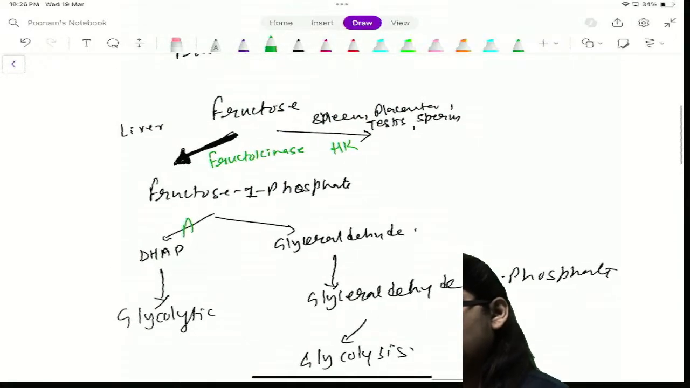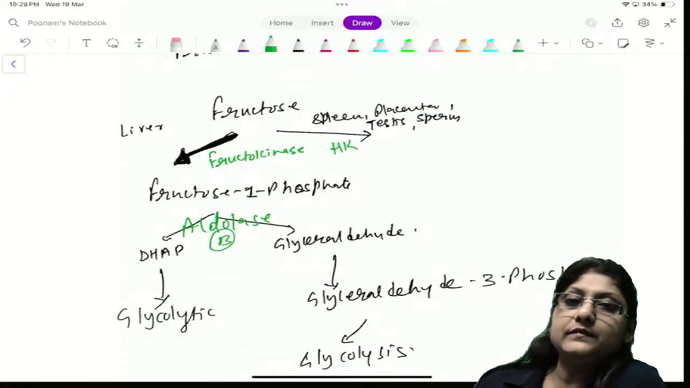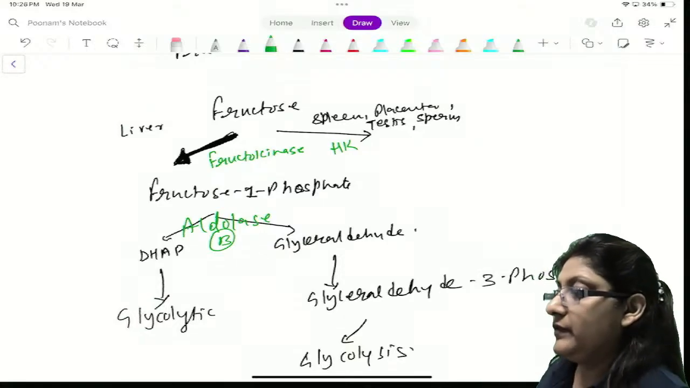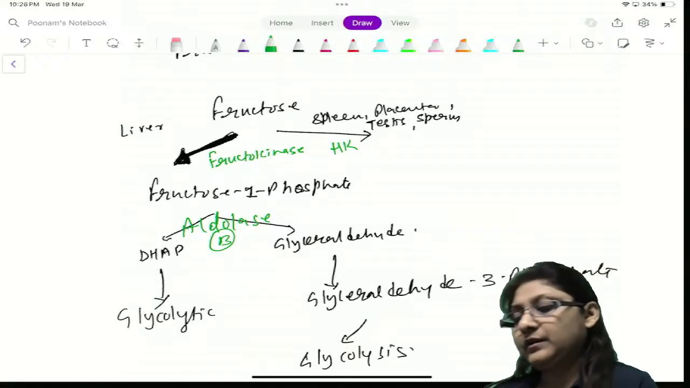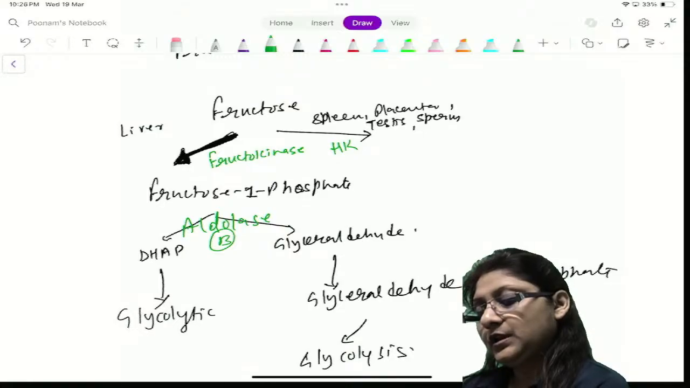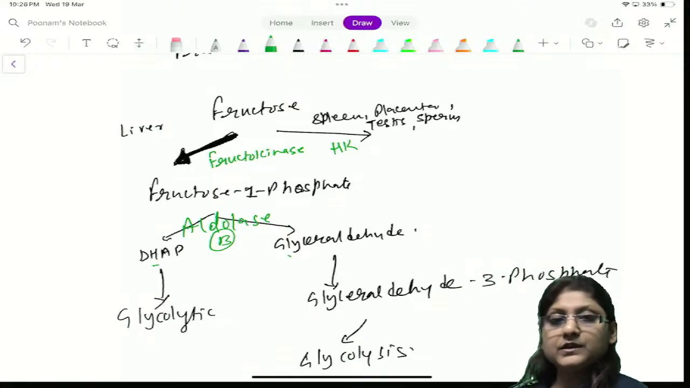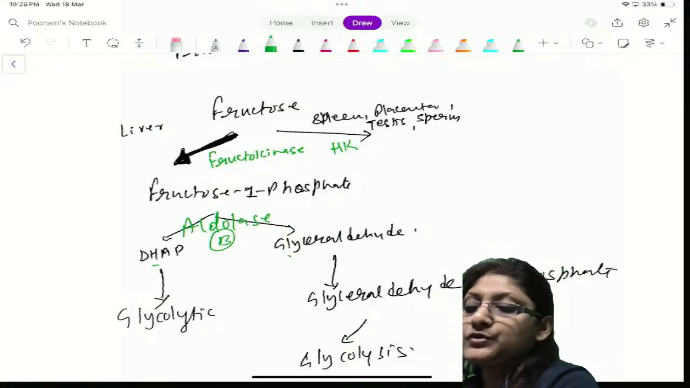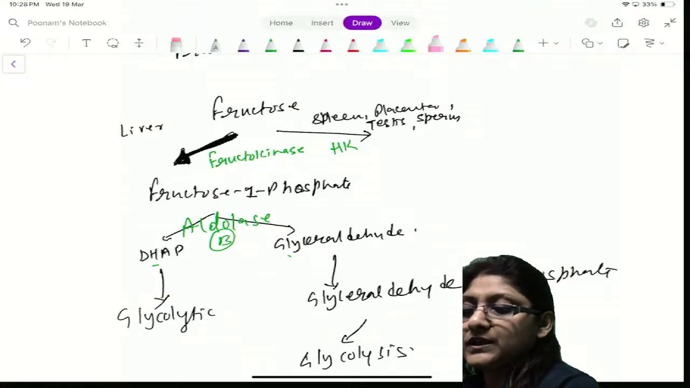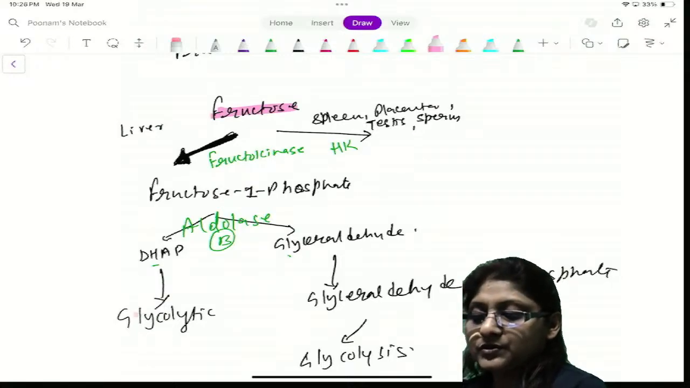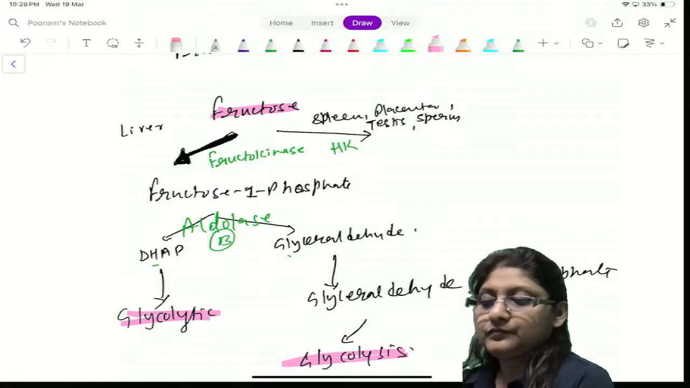This enzyme is aldolase B. A and C will not act here. Aldolase B only will be acting here to break fructose 1-phosphate into two compounds, DHAP and glyceraldehyde. What ultimately you see is that fructose is utilized in the process of glycolysis in the liver.